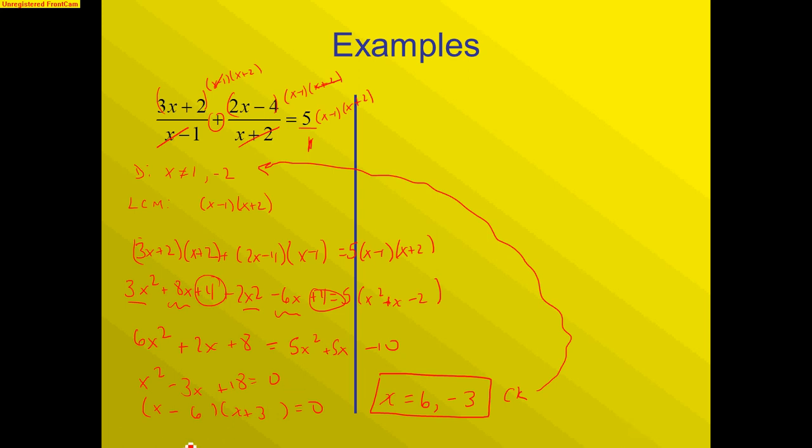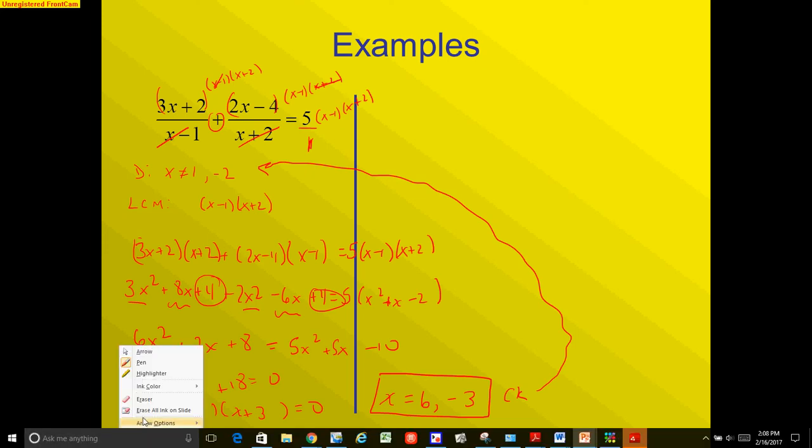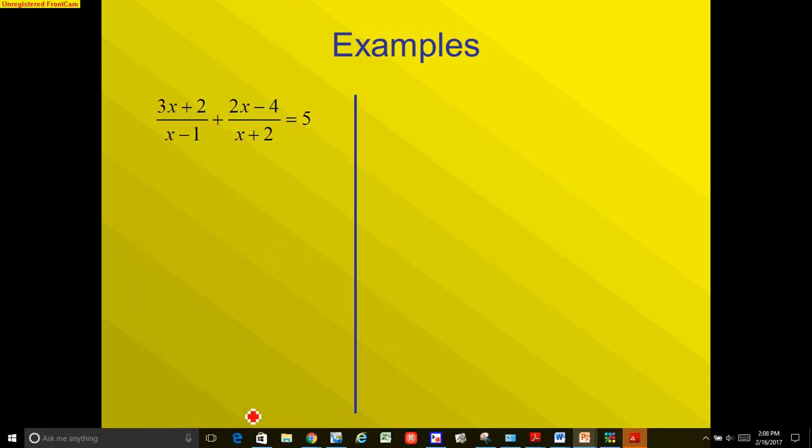Alright, let's try another one. Here's another one. Notice I have 3 denominators, only one of them factors. I don't like this though. I am going to write this problem this way. I'm going to change this minus to a plus because I factored a negative 1 out of the denominator and turned the x squared positive and the 1 negative.